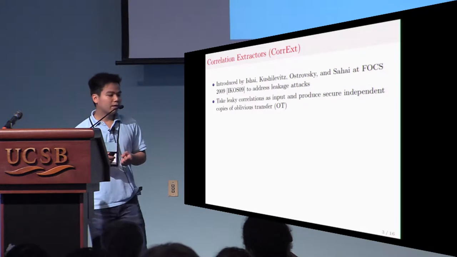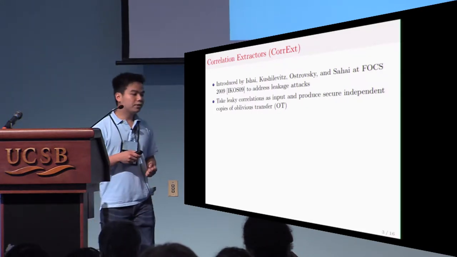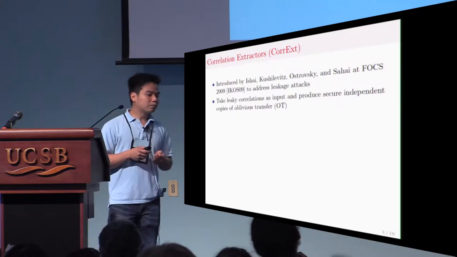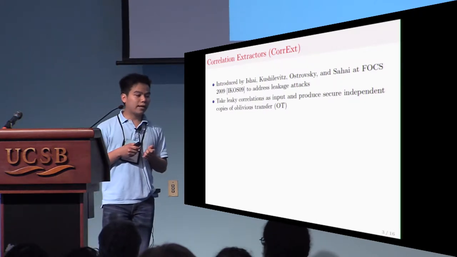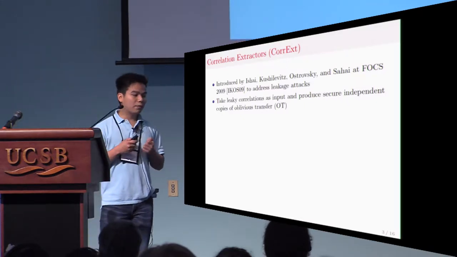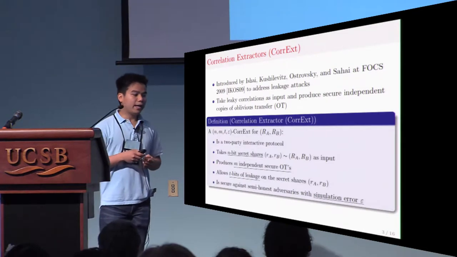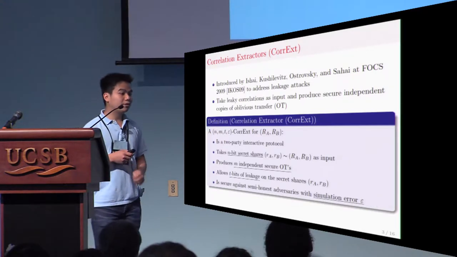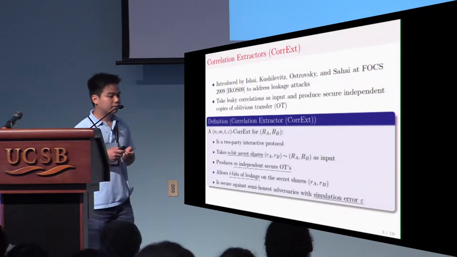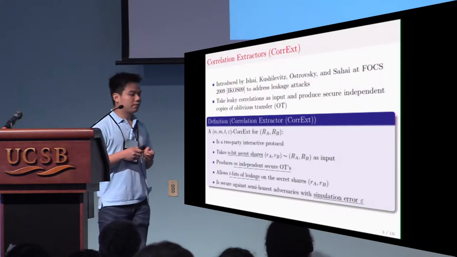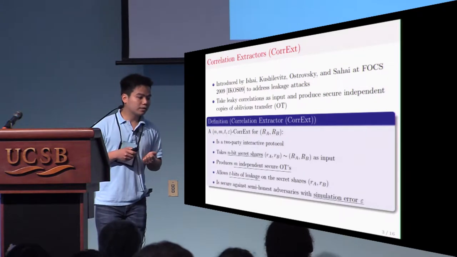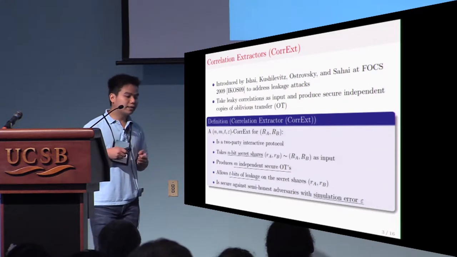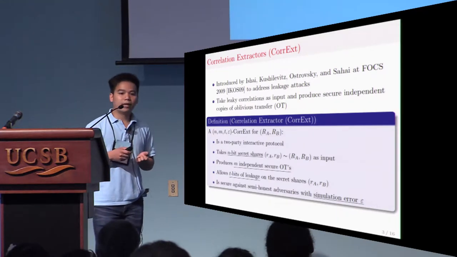To address this problem, Ishai, Kushilevitz, Ostrovsky, and Sahai introduced the notion of correlation extractor in 2009. Roughly speaking, correlation extractors take leaky correlations as input and produce secure independent copies of OT. More formally, an (n, m, t, epsilon) correlation extractor for a correlation (rA, rB) is a two-party interactive protocol. It takes n secret sets (rA, rB) drawn from the correlation and produces m independent secure OTs. It allows t bits of leakage on the secret sets, and finally, it is secure against semi-honest adversaries with a simulation error epsilon.